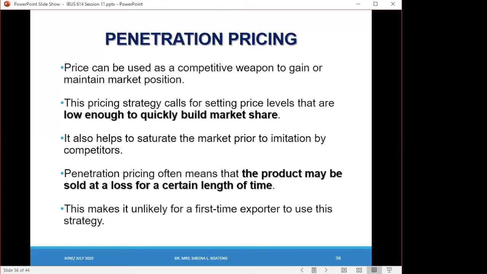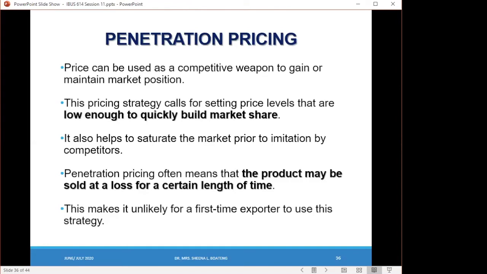So in essence, penetration pricing often means that the product may be sold at a loss for a certain length of time. Because like I said, the objective of pricing in global marketing is not always to make the highest amount of profit in the shortest possible period of time. Sometimes it's about using it as a tool to enhance your market share and build yourself as a competitive force in the particular sector, industry or market segment that you are selling to.